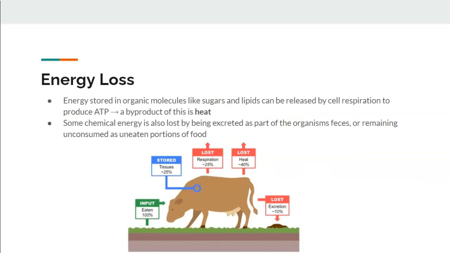Now, energy loss: most of the energy is lost in a trophic level through heat. As organisms go through cell respiration or other general metabolic processes, a byproduct of all of that is heat, and that's where most of the energy is lost. But some energy is also lost by excretion, or you don't eat it all, right? Like if you are eating a chicken wing, I don't also eat the bones, and so I'm not getting all of the energy that chicken wing could have provided me, but I'm getting most of it.